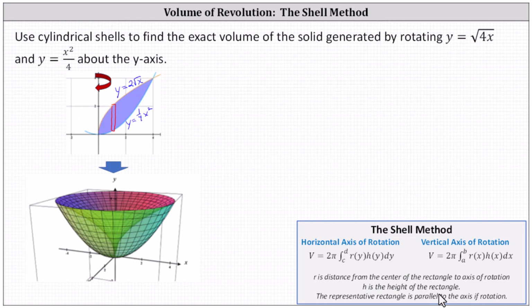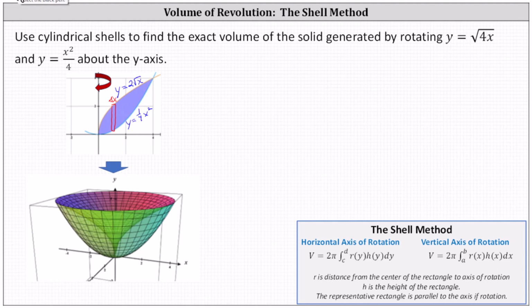First, notice the thickness of the representative rectangle would be a change of x or delta x. This indicates we will integrate with respect to x. Looking at our notes below, this indicates we'll be using the formula shown here on the right, where we have a vertical axis of rotation. Notice we have a dx on the right. R of x is the radius function, and h of x is the height of the representative rectangle.